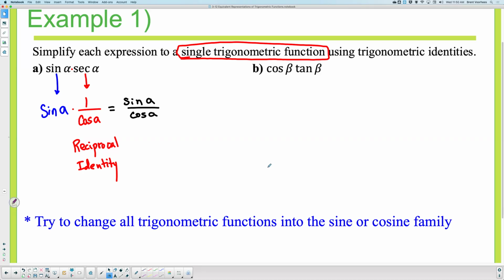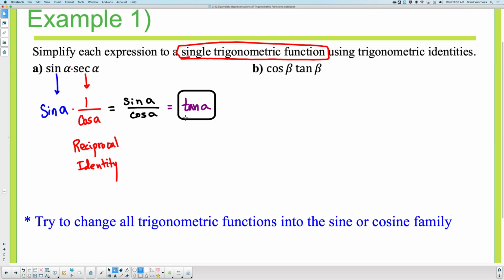This says sine divided by cosine. How could I change that to a single trig function? Wait a minute, that was one of our identities. Think about it. Sine is what letter? Sine is y. This is y over x. What is y over x equal to? Tangent, and we're done. Tangent's going to be our solution. This right here is tangent.